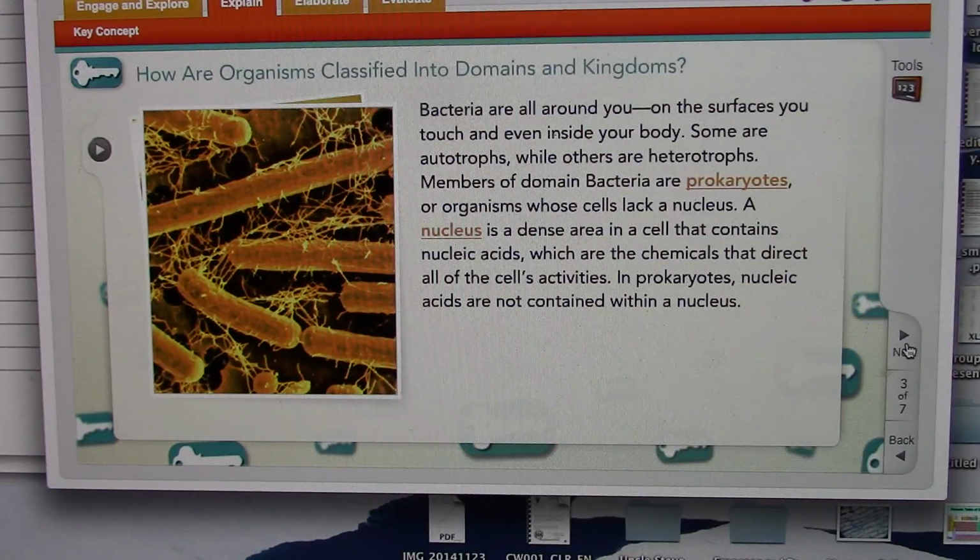Bacteria are found all around you. They're on the surfaces that you touch. They're even inside your body. Some are autotrophs, which means they make their own food, and some are heterotrophs, which means they eat things. Members of the bacteria domain are prokaryotes, or organisms without a nucleus. Remember the center of the cell where the DNA is kept? So bacteria do not have a nucleus that holds their DNA. They do have DNA, but it's not in a nucleus.